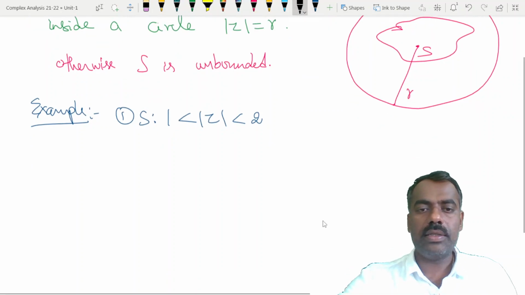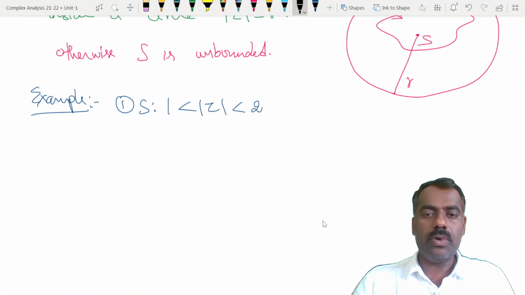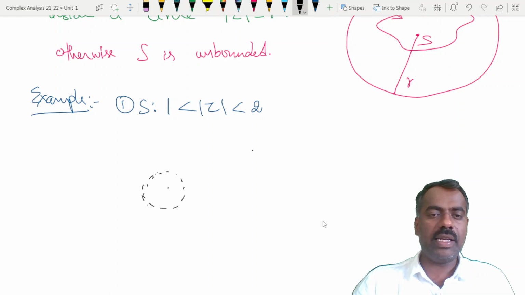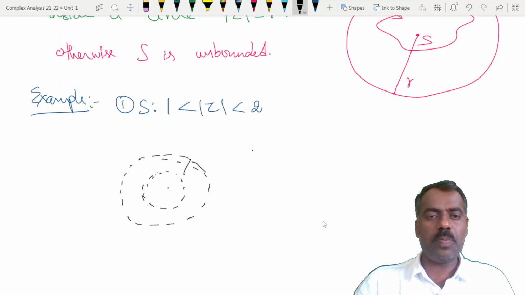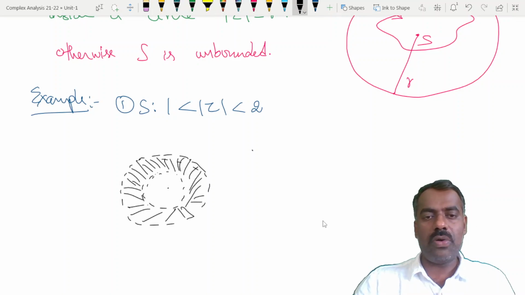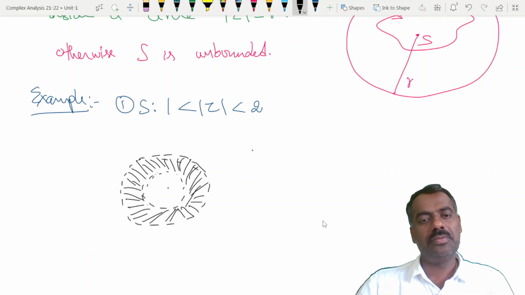How does this S look like? This S is mod Z greater than 1 and mod Z less than 2. So this much part, whatever we are having, this is your S, right? Yes or no? Yes, sir. By this picture, whether it is bounded or not? No, sir.